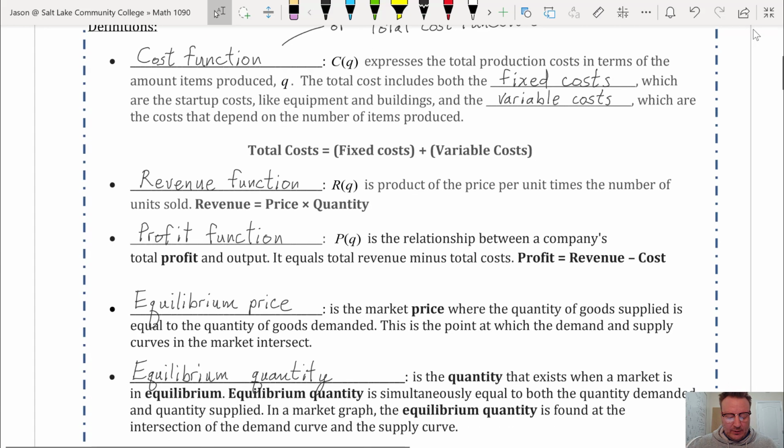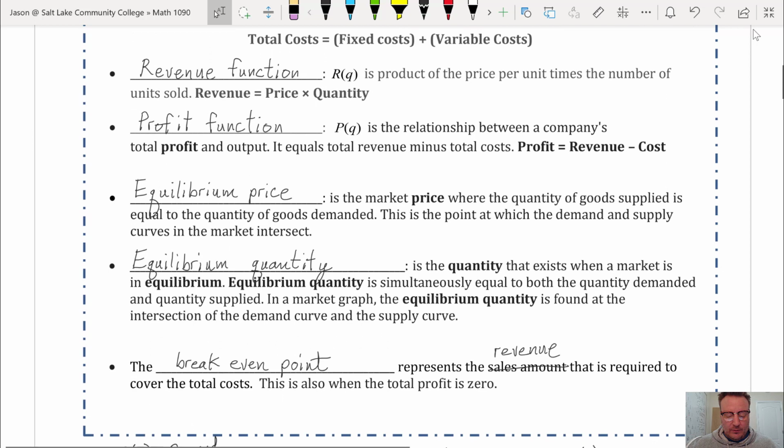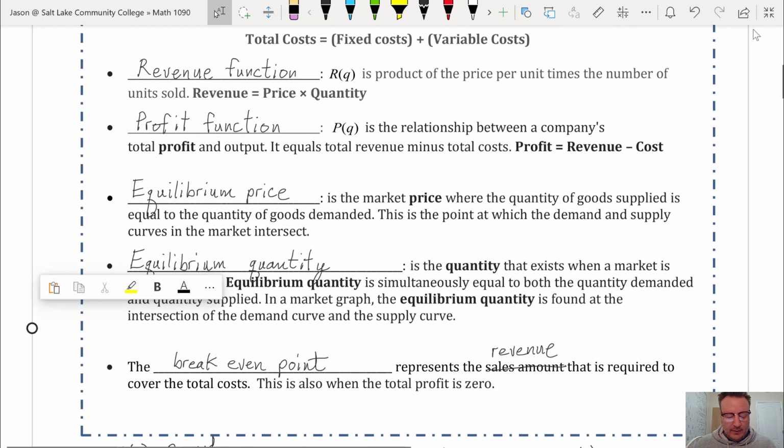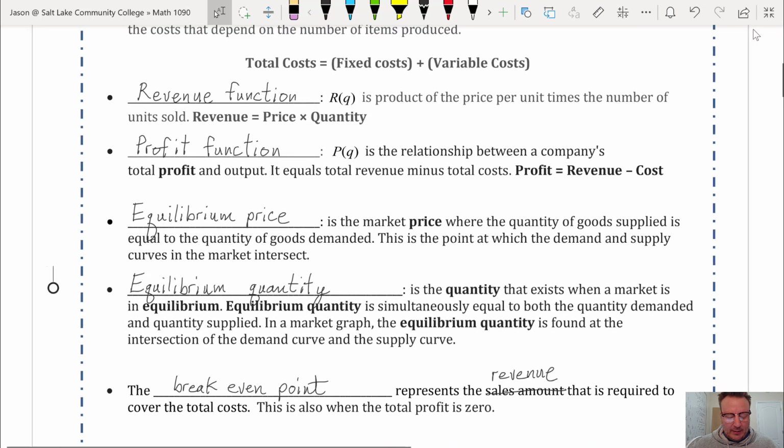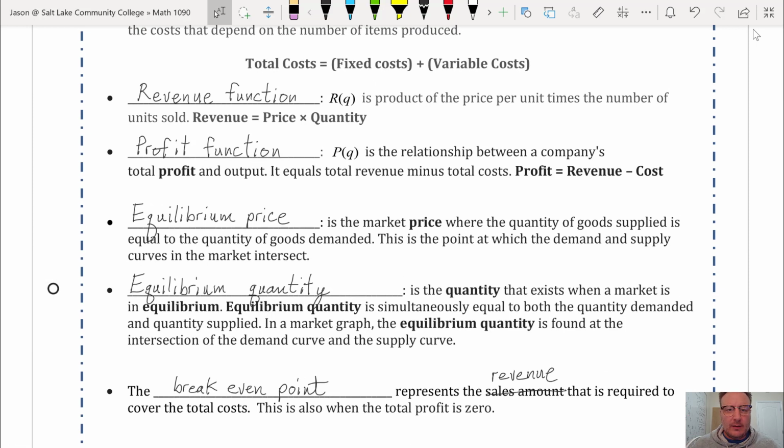Okay, now the next two definitions refer to the idea of supply and demand. We're going to talk a little bit about supply and demand today. When you graph a supply curve and a demand curve on a set of quantity and price coordinate axes, the two curves will cross, okay? And where they cross, we call that the equilibrium point, or the market equilibrium.